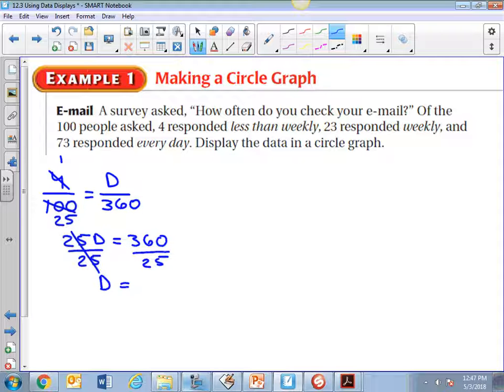You can't. That's a great question. Can you cross reduce across an equal sign? You can't. It's only the fractions themselves. If it was multiplication, yeah, but if it's an equal sign, no.